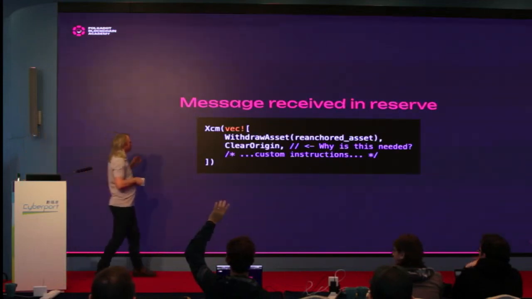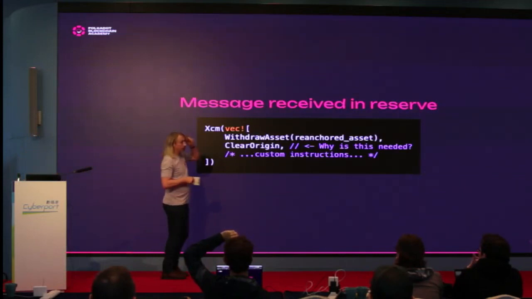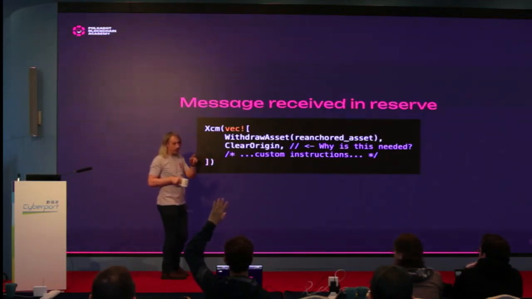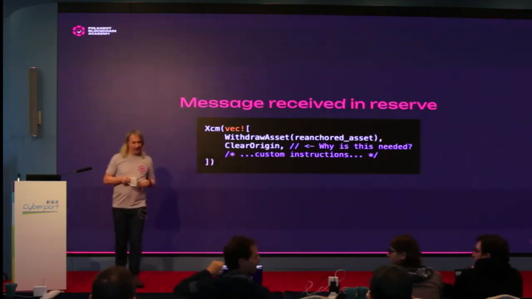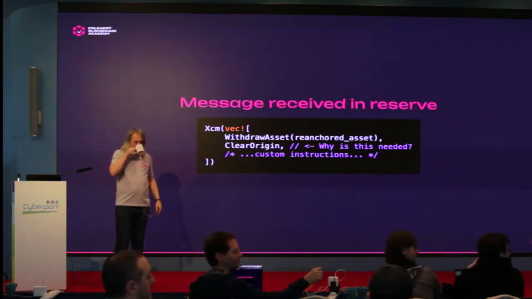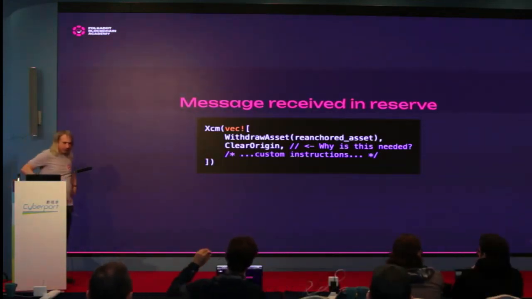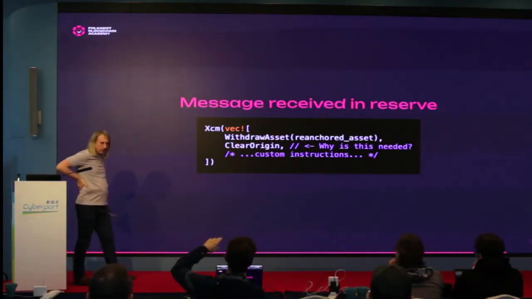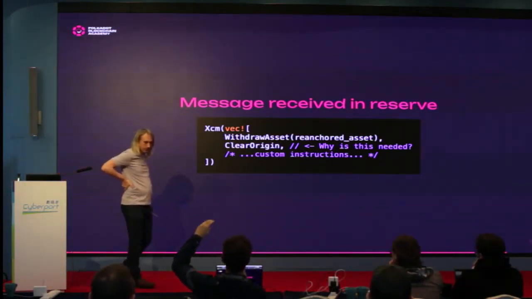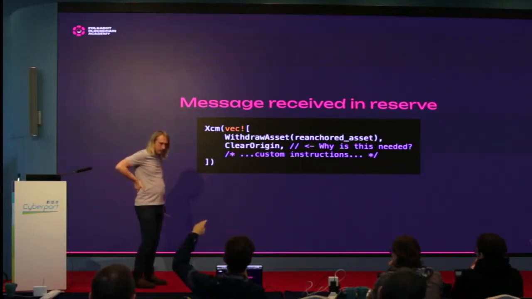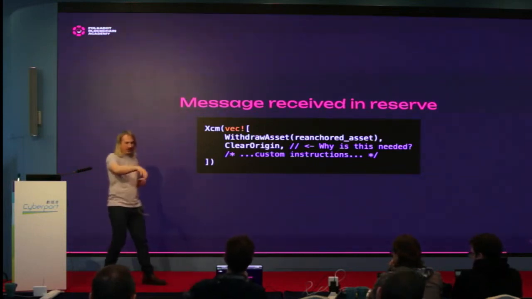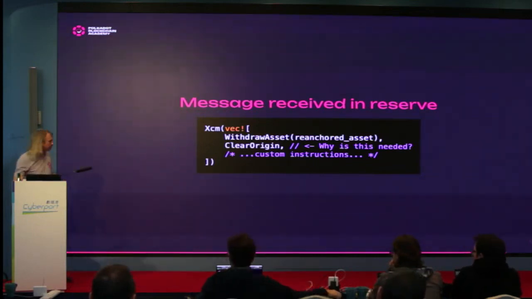Now, the message that gets received in the reserve chain, go on. What happens if I send the message, but just part of it, just withdraw something, but not? All right, I'll come to that later. Let me finish this first.